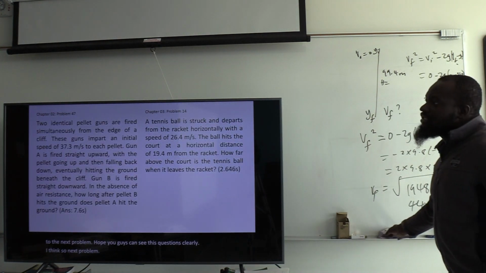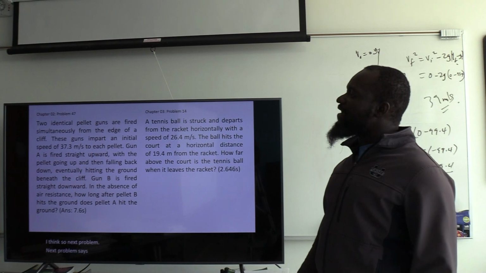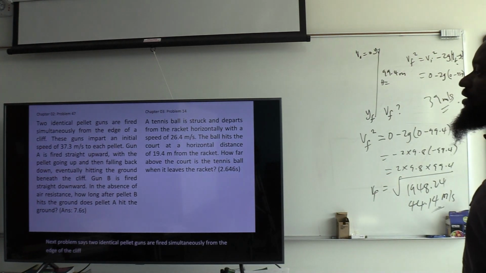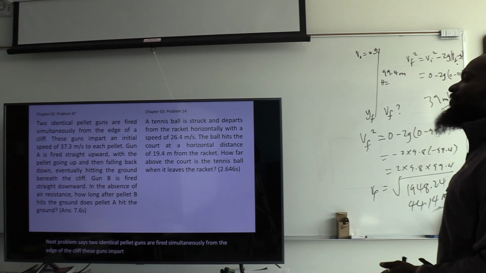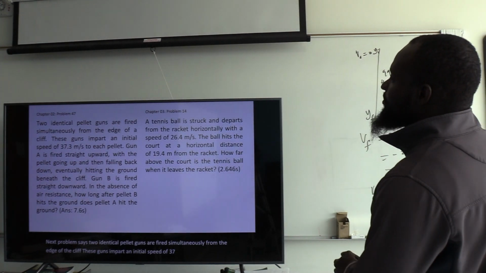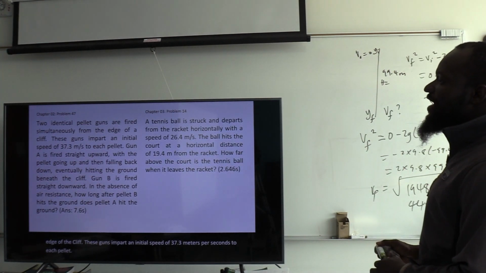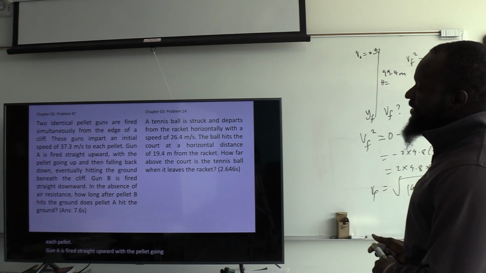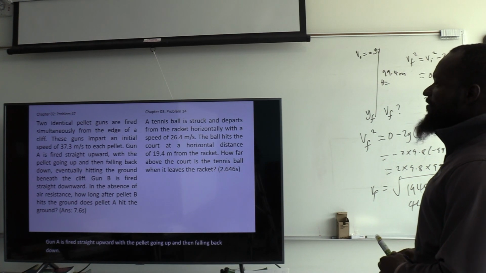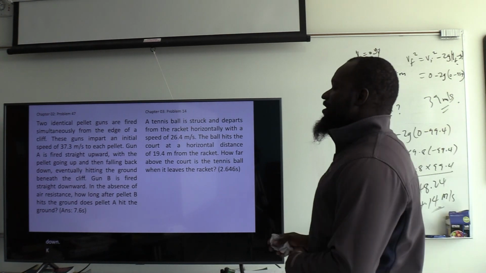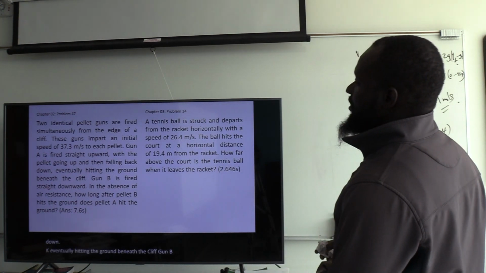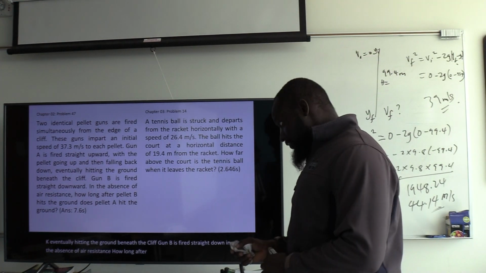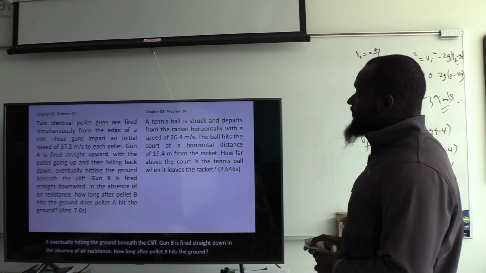Next problem says, two identical pellet guns are fired simultaneously from the edge of a cliff. These guns impart an initial speed of 37.3 meters per second to each pellet. Gun A is fired straight upward with the pellet going up and then falling back down, eventually hitting the ground beneath the cliff. Gun B is fired straight down. In the absence of air resistance, how long after pellet B hits the ground does pellet A hit the ground?